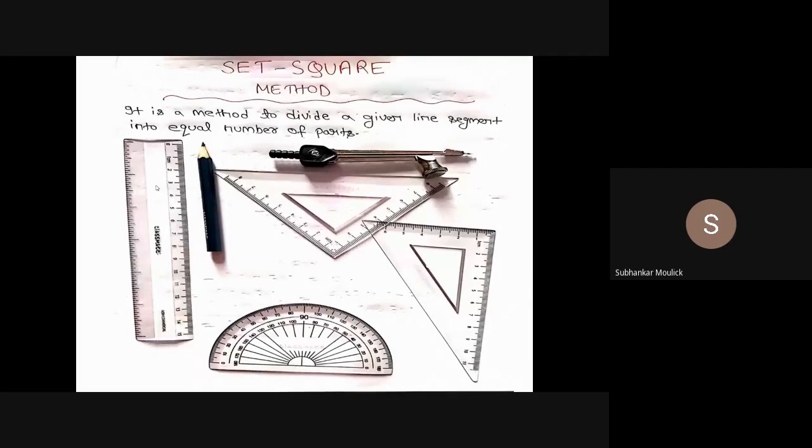Fine. So that's why never use the compass method to divide any given line segment into equal number of parts. Always use this set square method. In this set square method, you can divide any given line into any number of equal parts by taking into care the decimal point. Is it okay? Okay. So let us solve this method.